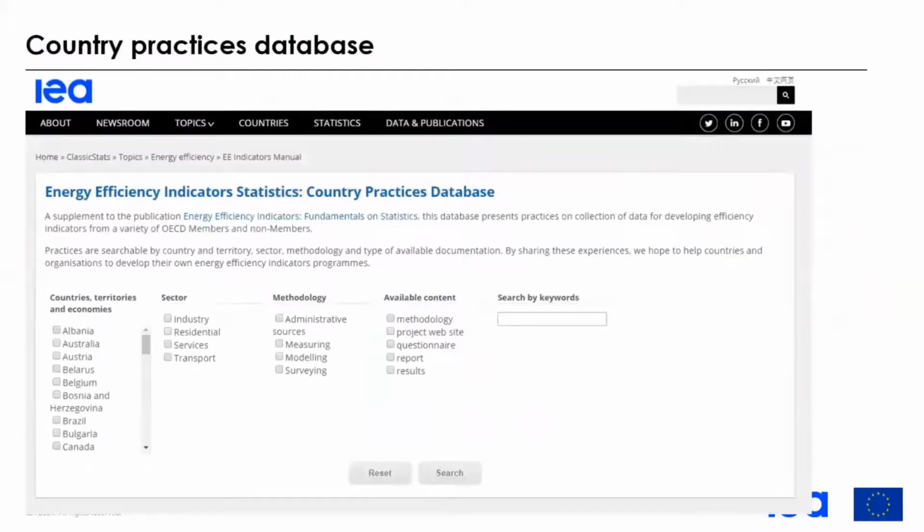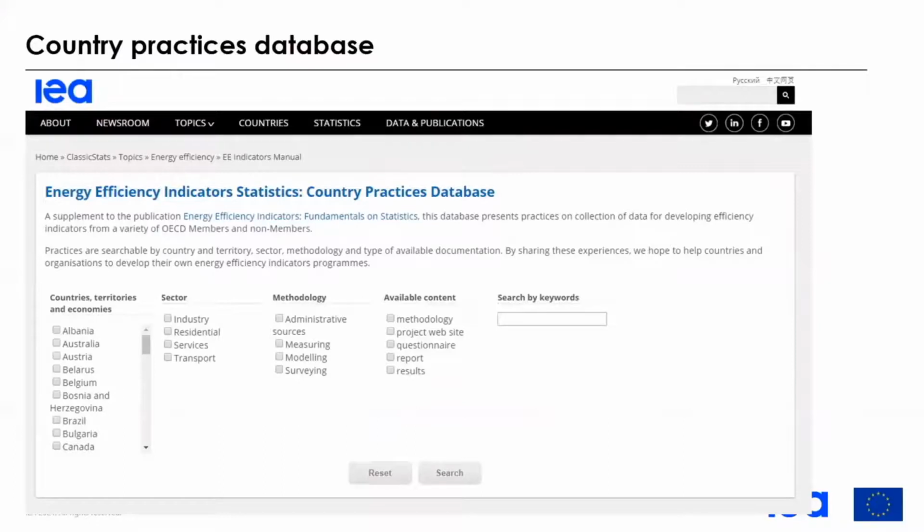Before starting any data collection, it's always useful to have a look at what other countries have done. For this purpose, the IEA developed the country practice database, which is a very useful resource to learn from each other. It's a very powerful tool worth consulting before undertaking any new data collection, because it allows seeing what other countries did and taking advantage of their experience.